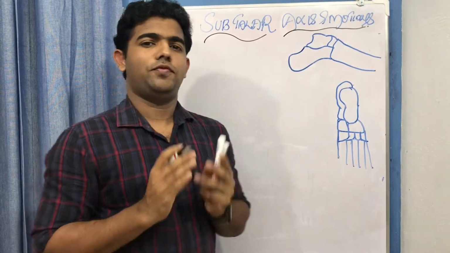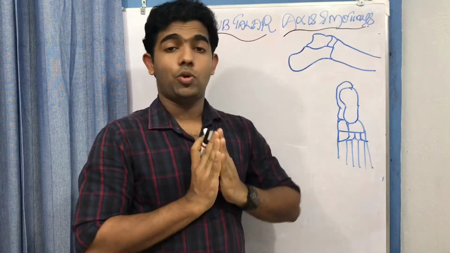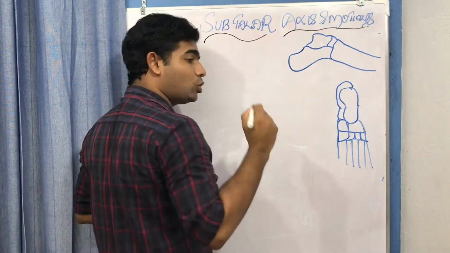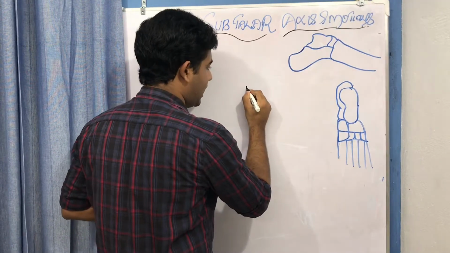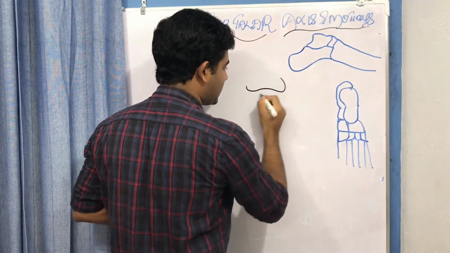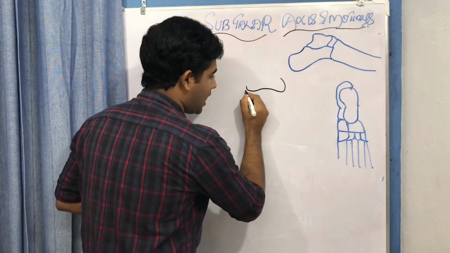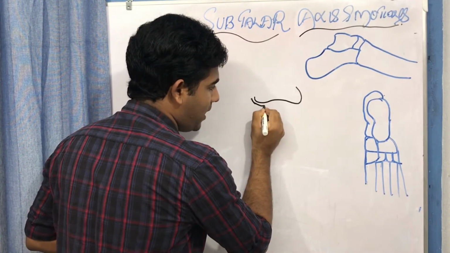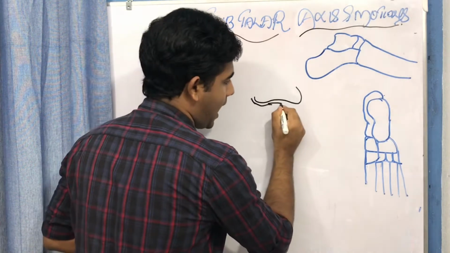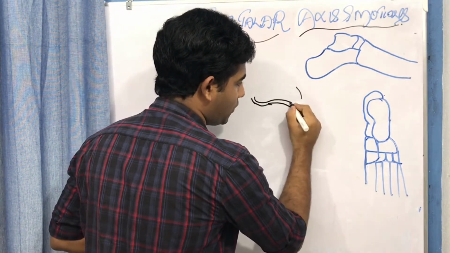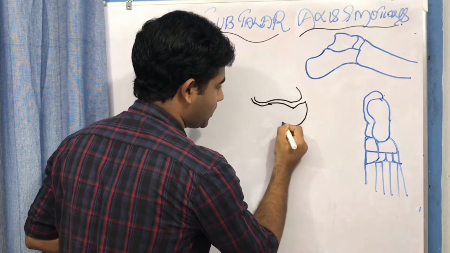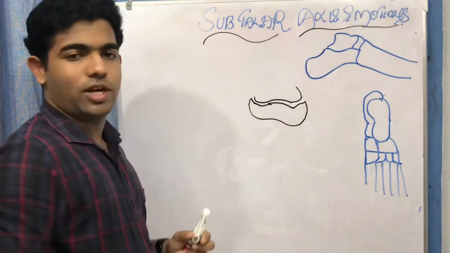Yes, when we speak about the subtalar joint, we must take into consideration that we have three articular surfaces. It is actually between the talus and the calcaneum. The anterior articular surface, the middle articular surface, and a posterior articular surface. Three articulations.